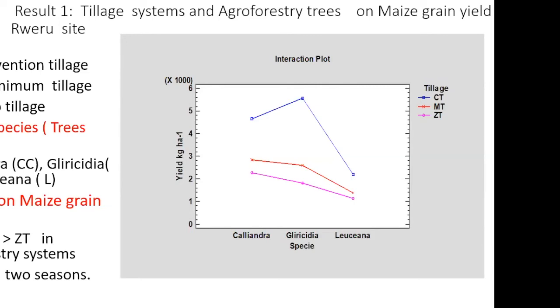Another thing: Calliandra, Gliricidia and Senna are a source of organic input because we use this green manure to increase organic matter, but also nitrogen and other nutrients. Also, during the cropping season and the drought season, they are there and they cover the soil and improve soil moisture. The soil is not exposed to drought, which means you still have residual moisture in the soil. And you see the result: conventional tillage is greater than minimum tillage and greater than zero tillage. Next, please.